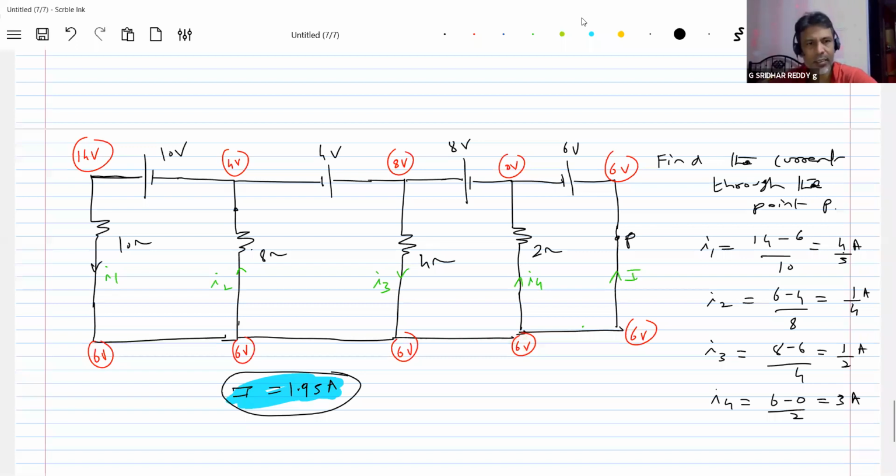Can be asked in exam. It's purely some simple logic, it can be asked. No need of even nodal analysis.